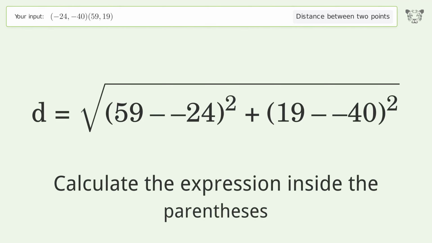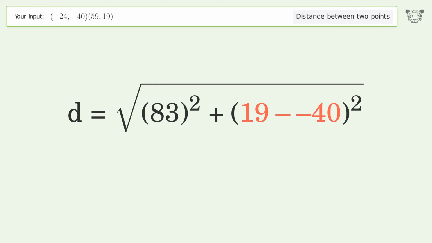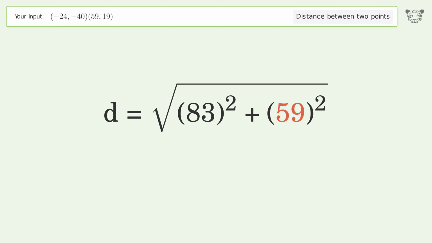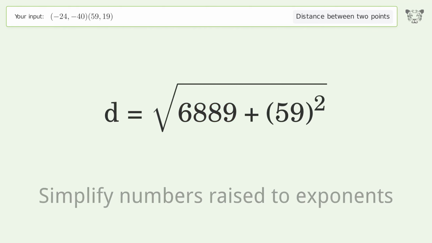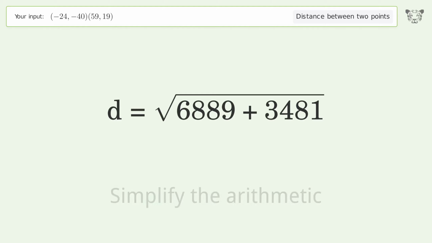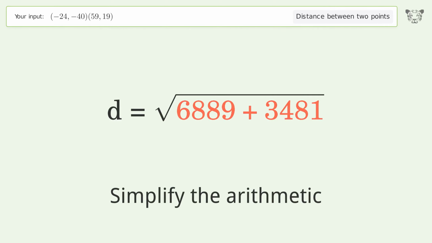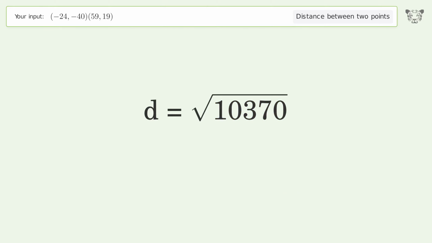Calculate the expression inside the parentheses. Simplify numbers raised to exponents. Simplify the arithmetic. And so the distance between the 2 points is the square root of 10,370, or 101.833.